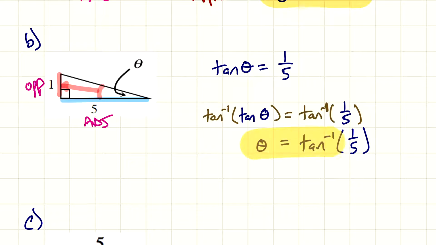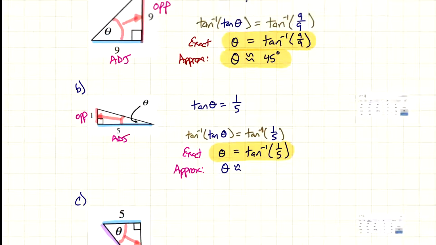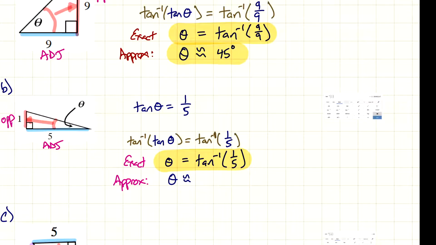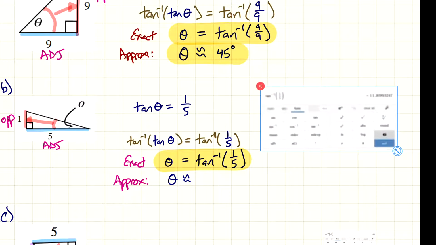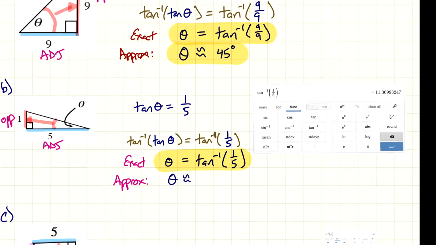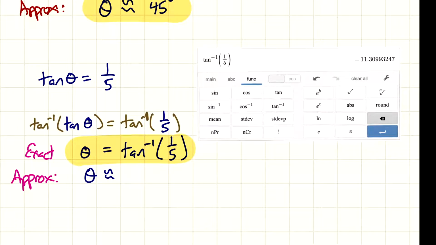So this would be, again, our exact answer. And if we wanted an approximated, we would type that into the calculator. And this would give us, let's see, I think I already have this one too. Let me resize this. And so if I type that in, we have, again, inverse tangent 1/5. That's exactly what I have here.